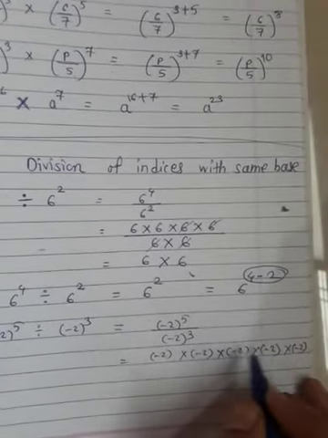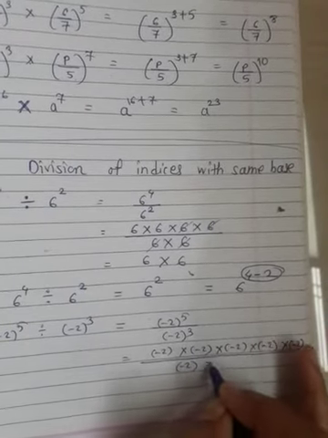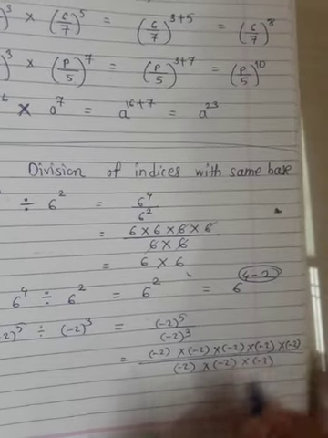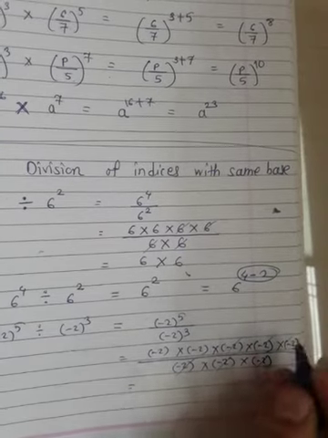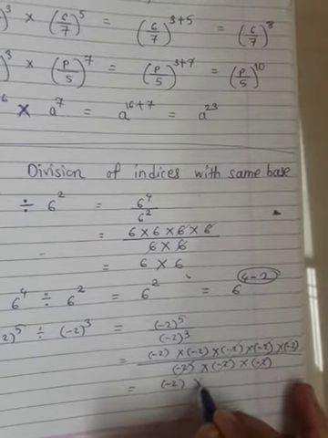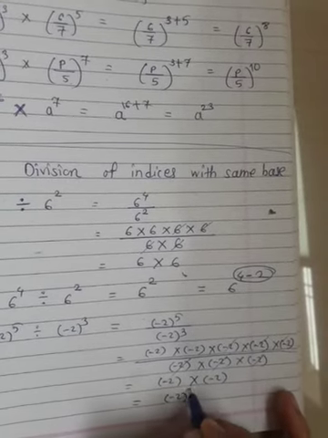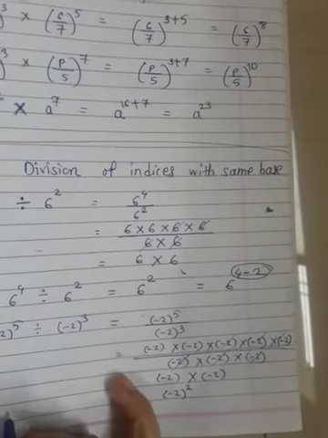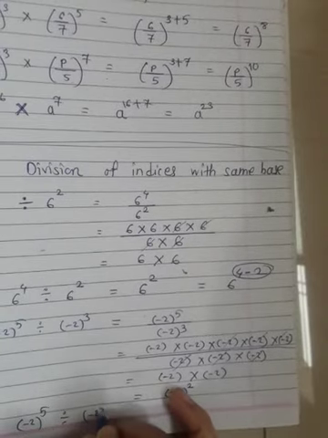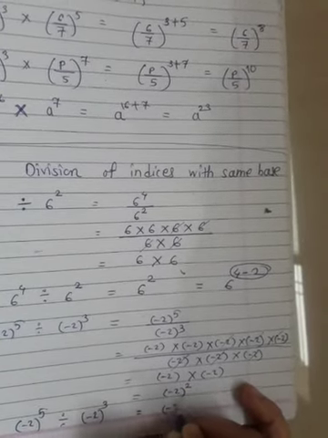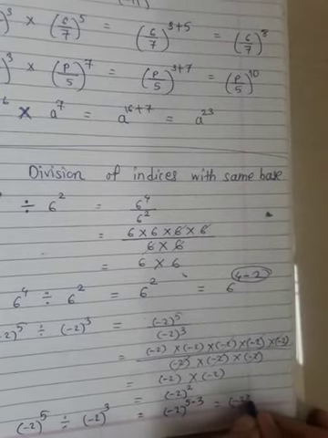Okay, 1 2 3 4 5 upon minus 2 raised to 3 means multiply minus 2 by itself 3 times. So here this 3 minus 2 get cancelled. What remains? Minus 2 multiplied by minus 2, that is minus 2 multiplied by itself 2 times. So minus 2 raised to 2. So see here, we got minus 2 raised to 5 divided by minus 2 raised to 3 is nothing but minus 2 raised to 5 minus 3, that is minus 2 raised to 2.